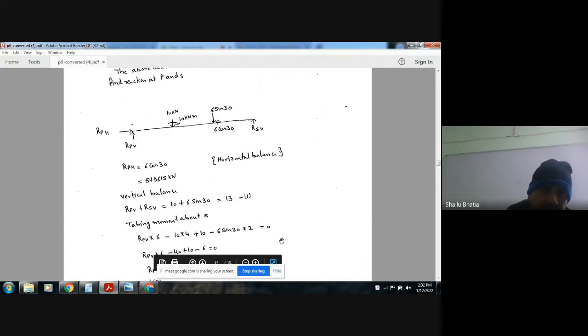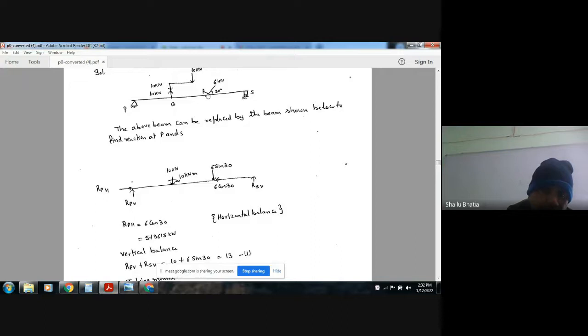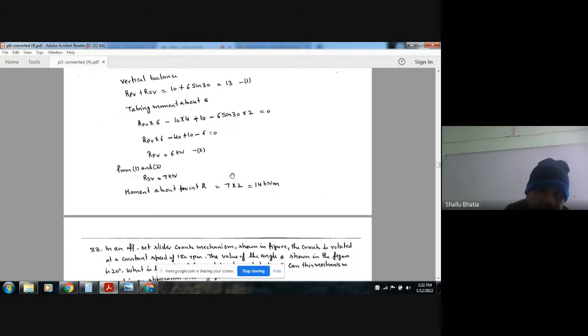Now the moment about this point R can be found by multiplying RSV with 2. So the answer is 7 into 2, that is 14 kilonewton meter.